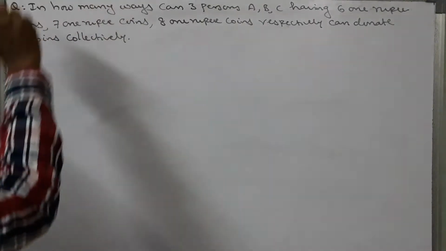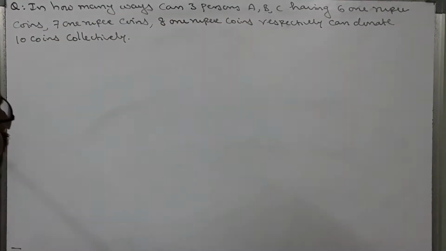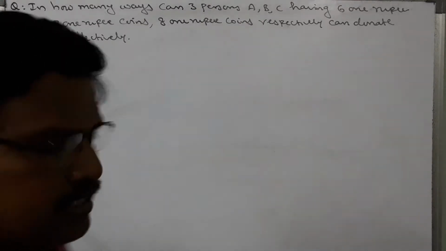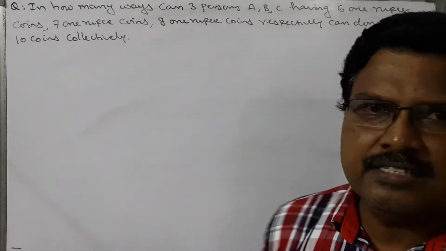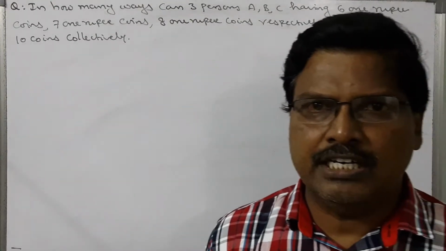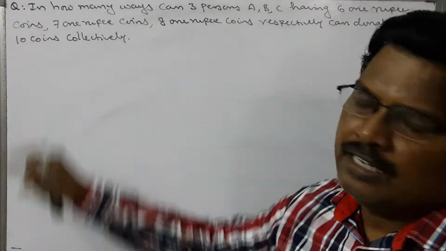For that model I have given a problem. See the problem. In how many ways can three persons A, B, C having 6 one rupee coins, 7 one rupee coins, 8 one rupee coins respectively donate 10 coins collectively? That means A is having 6 coins, B is having 7 coins, and C is having 8 coins. These three persons are donating collectively. So in how many ways can they donate collectively to get 10 coins?